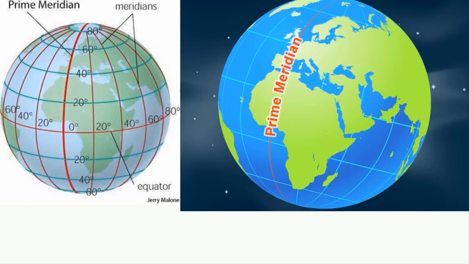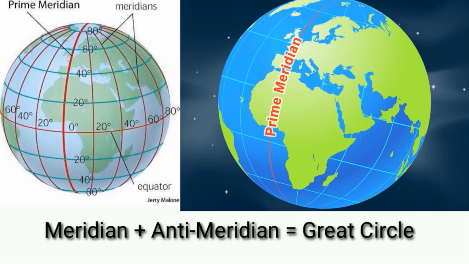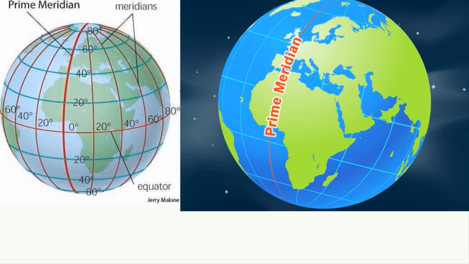There are many meridians on the earth. Meridian and anti-meridian form a great circle. The meridian is visible to the observer, but the anti-meridian is not visible to the observer. There is the prime meridian or Greenwich meridian. Greenwich is a city in London where the prime meridian crosses.